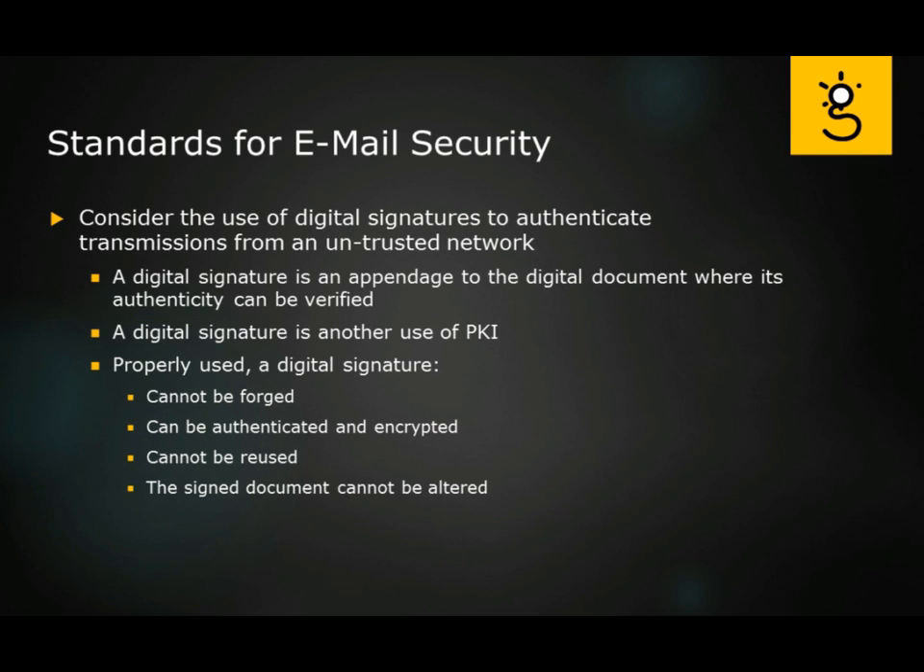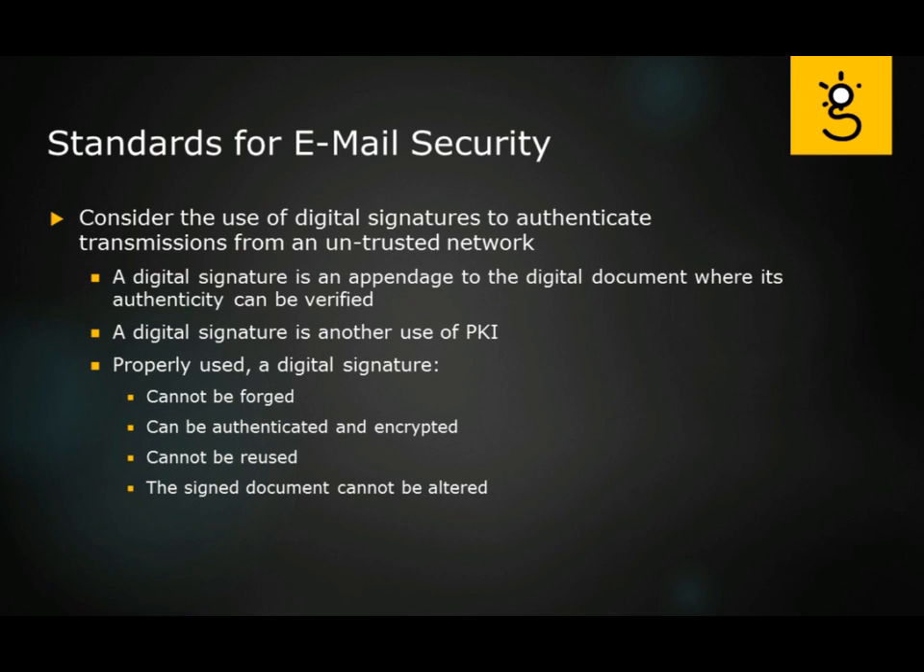One of the things we should look at is the use of a digital signature to be able to authenticate the transmissions from an untrusted network. Now, a digital signature, and by the way, this is using some of those technologies we talked about with the public key infrastructure, is an appendage to a digital document where we can use it to verify the authenticity of the sender. Now, if it's properly used, the digital signature can't be forged.